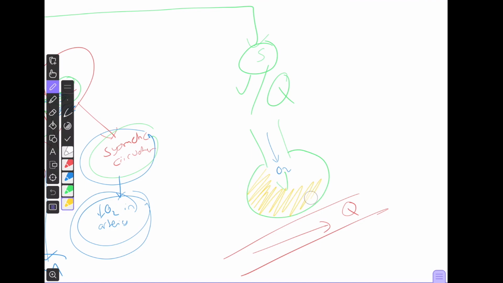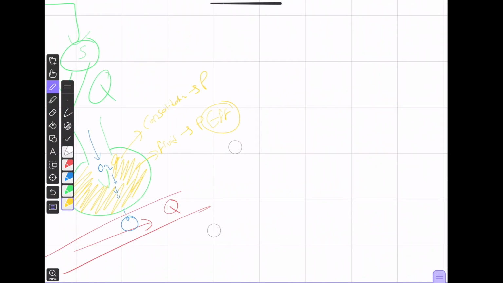If I gunk up this alveoli with material such as consolidation or fluid such as edema, oxygen has a hard time getting through all this gunk and into your blood vessels. So anything that gunks up the alveoli will cause a VQ mismatch, particularly issues with V. And this is your consolidation or your fluid. This would be your pneumonia. This would be your pleural effusion. Fair enough. Let's move on to Q.